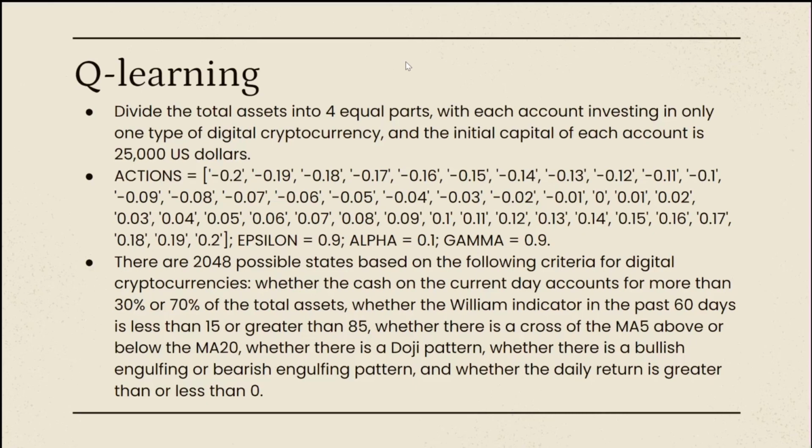There are 2,048 possible states based on the following criteria for digital cryptocurrencies: whether the cash on the current day accounts for more than 30% or 70% of total assets, whether the value indicators in the past 60 days are less than or greater than 85, whether there is a cross of MA5 above or below the MA20, whether there is a doji pattern, whether there is a bullish engulfing and a bearish engulfing pattern, and whether the daily return is greater than or less than 0.